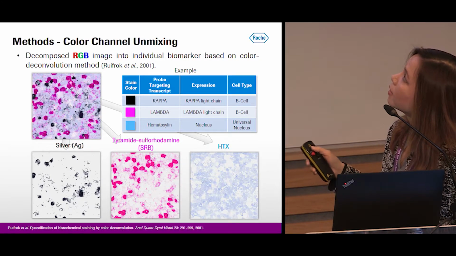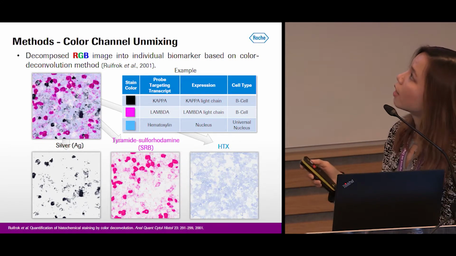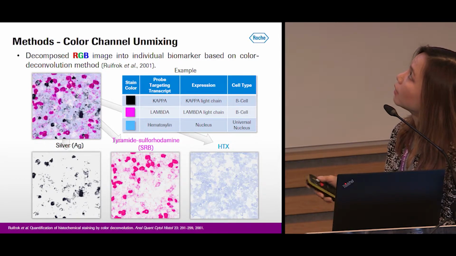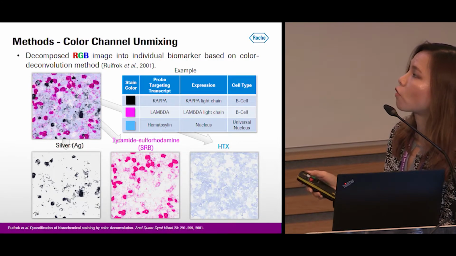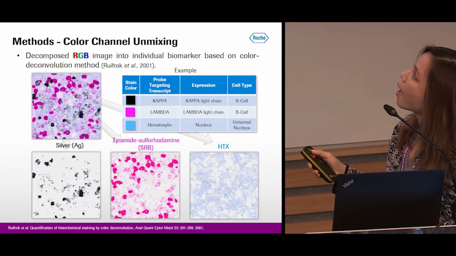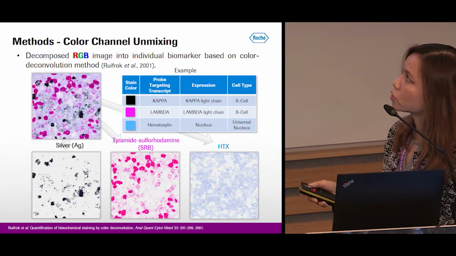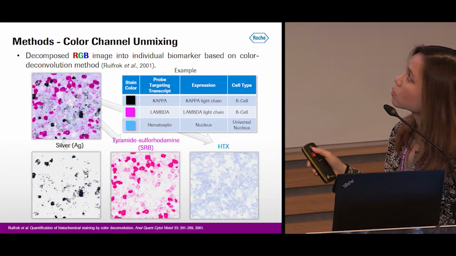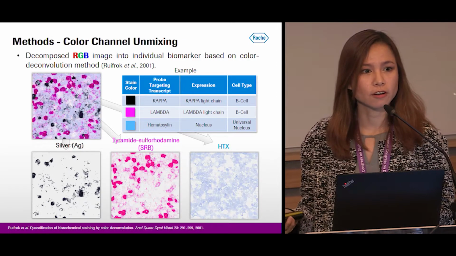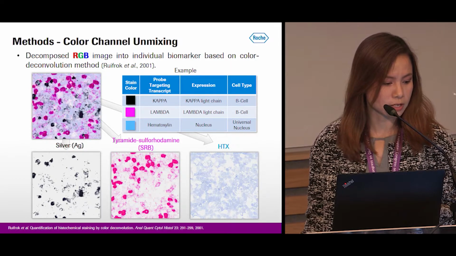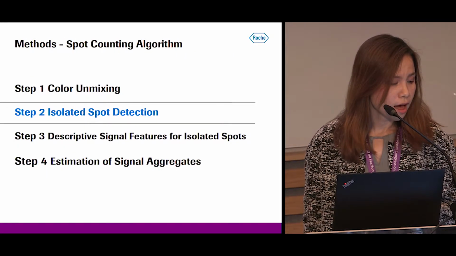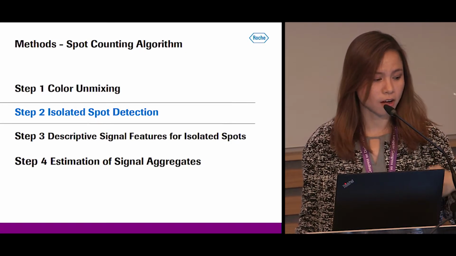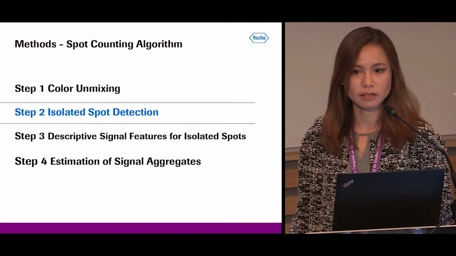And here is an example of the dual ISH stain of kappa lambda. We use silver to detect the kappa light chain, and the signal is formed in black color. For lambda, we use SRB to detect and use a purple chromogen. For the nucleus, we use hematoxylin as a counterstain, which presents as blue color. After unmixing, we use the image channels in the next step of isolated spot detection.